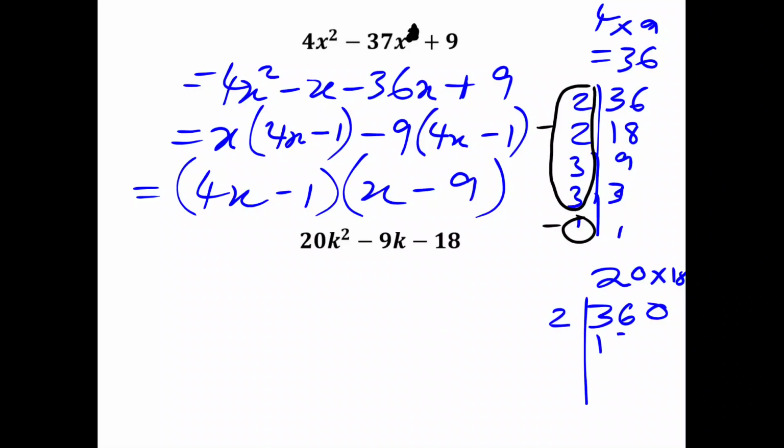So 2 is 180. 2 goes 90 times. 2 is 45. 3 is 15. 3 is 5. Sorry, it's 5. Then 5 is 1. So we'll remember the 1 if there is a need for the 1, since we have run out of space over there. Now, what are the two factors of 360 that add up to 9?